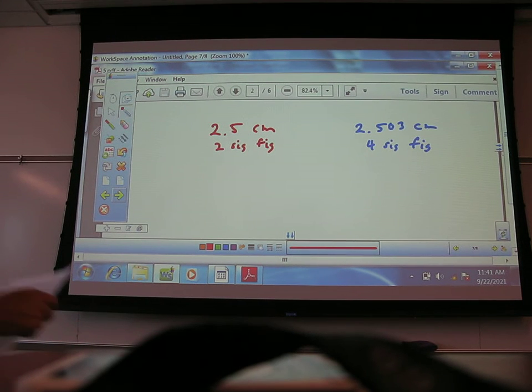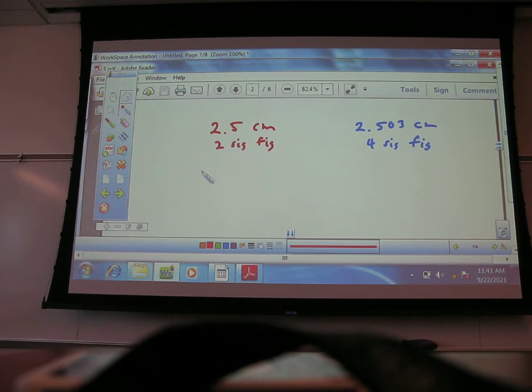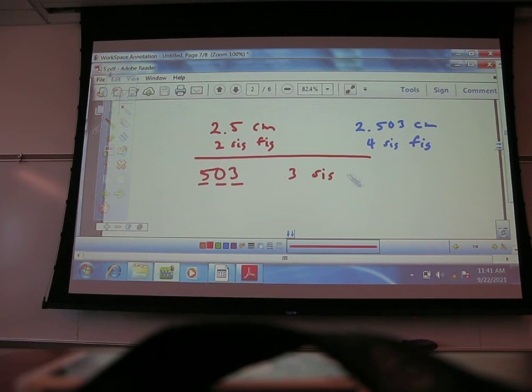Right, so let's talk about number one. Identify the number of significant digits in each number. So 503, that has 1, 2, 3 significant digits. Is everyone on board with that one? Yep. 3 sig figs.